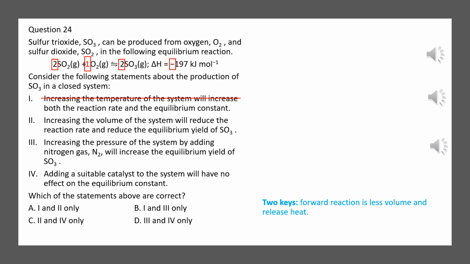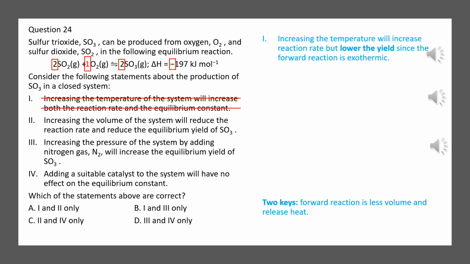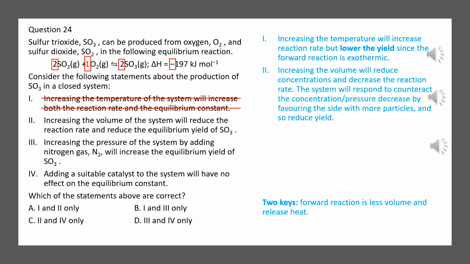Increasing the temperature should decrease the equilibrium constant and the yield of SO3. The first statement incorrectly suggests that increasing the temperature can increase the yield of SO3, so the first statement is false. Increasing the volume means the concentration of reactants decreases, leading to a decrease in reaction rate. Additionally, with an increase in volume, the equilibrium shifts towards the side with more moles, in this case, towards the reactants, resulting in a decrease in the yield of SO3. Therefore, the second statement is correct.